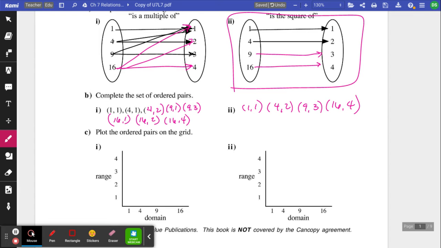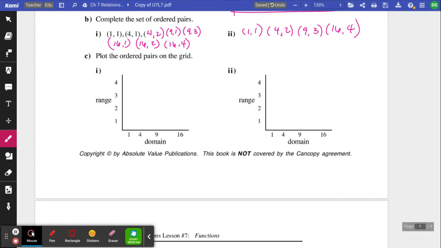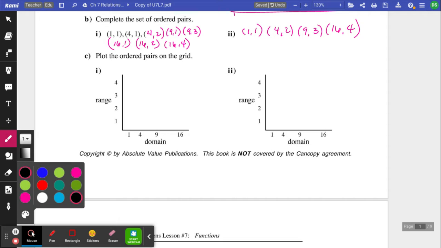If I went to plot these points on the grid, watch what would happen. I would plot the point 1 and 1, 4 and 1, 4 and 2, 9 and 1, 9 and 3, 16 and 1, 16 and 2, 16 and 4. See it? This is not a function. So relation, it's a multiple of them. We can talk about it, but it's not a function.